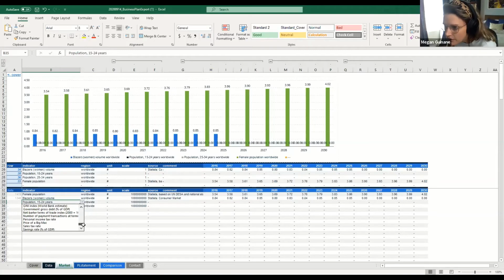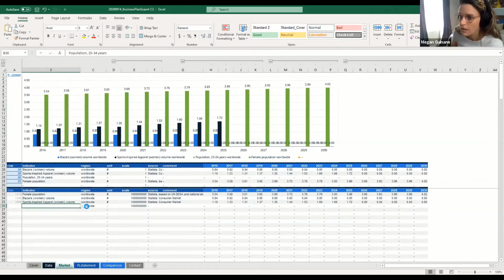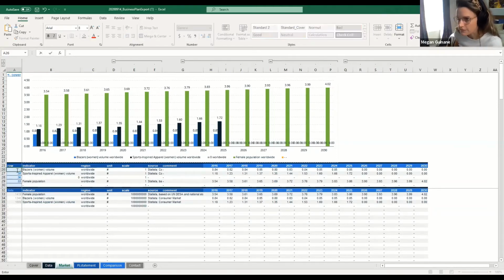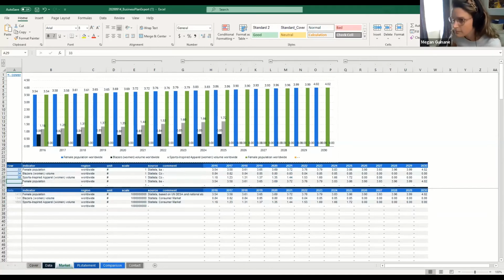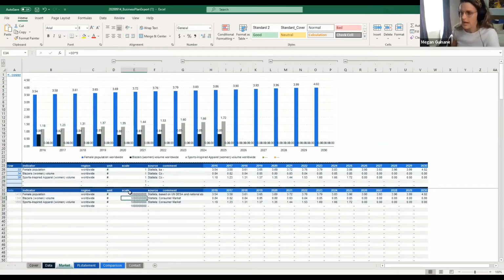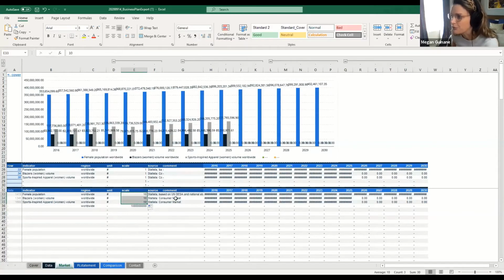So I'm going to scroll down. Volume. So how many pieces were sold in sports-inspired apparel over the last couple of years? So this was 34, and this is row 35. Okay. We also have this scaled out into, I think, the billions. So you can scale this down by 10, just so it's a little bit easier to read.